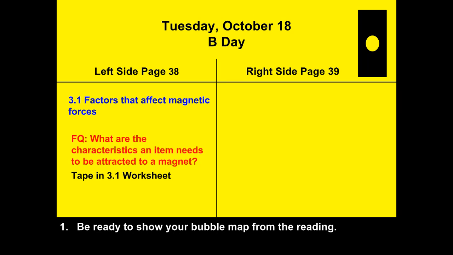We'll be focusing on 3.1, investigation, factors that affect magnetic forces, and our focus question for the day is, what are the characteristics an item needs to be attracted to a magnet? You will also need to get worksheet 3.1, and that's going to be taped in on the left side. You're going to want to tape that so it flips.